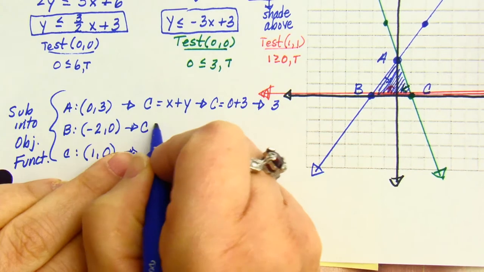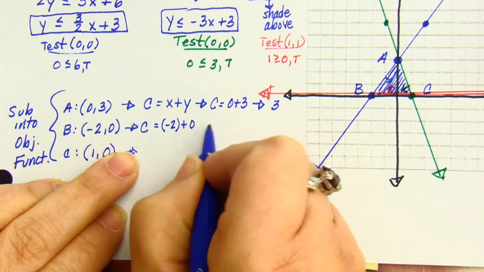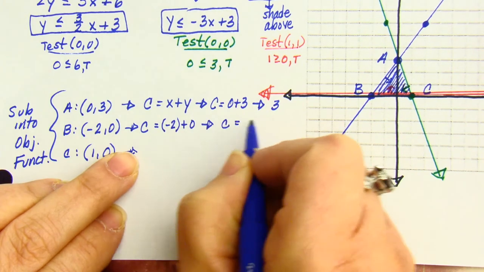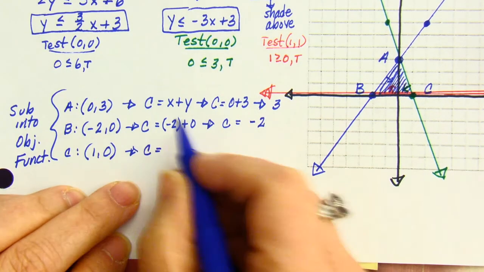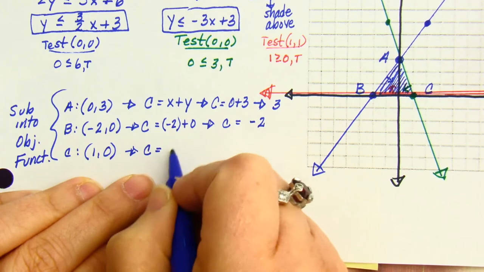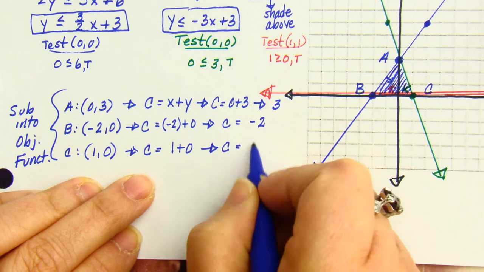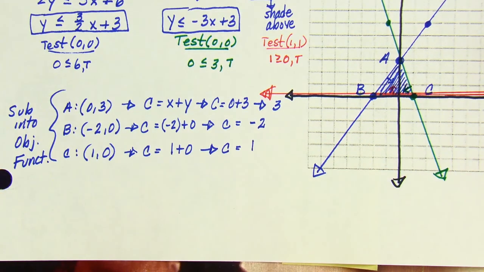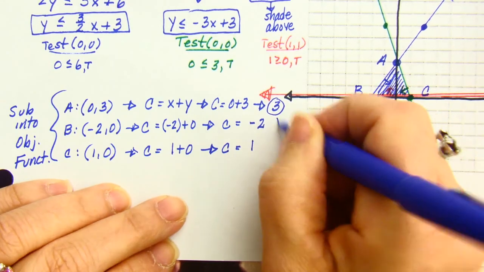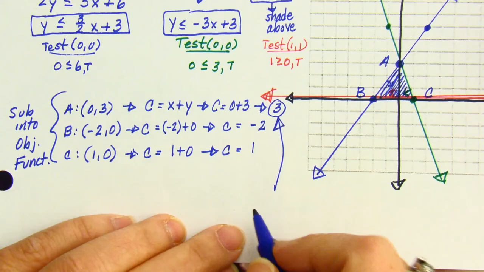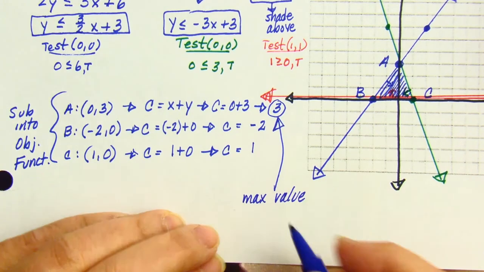Again, c equals -2 plus 0. So c is -2. c equals x plus y again, 1 plus 0. And I see my value of c is 1 here. Since 3 is the biggest out of all of them, this is the maximum value of the function.